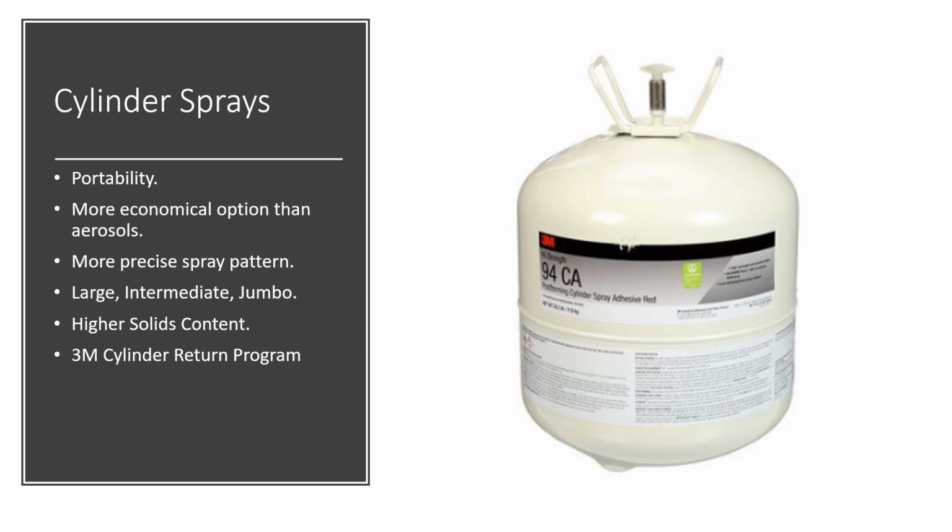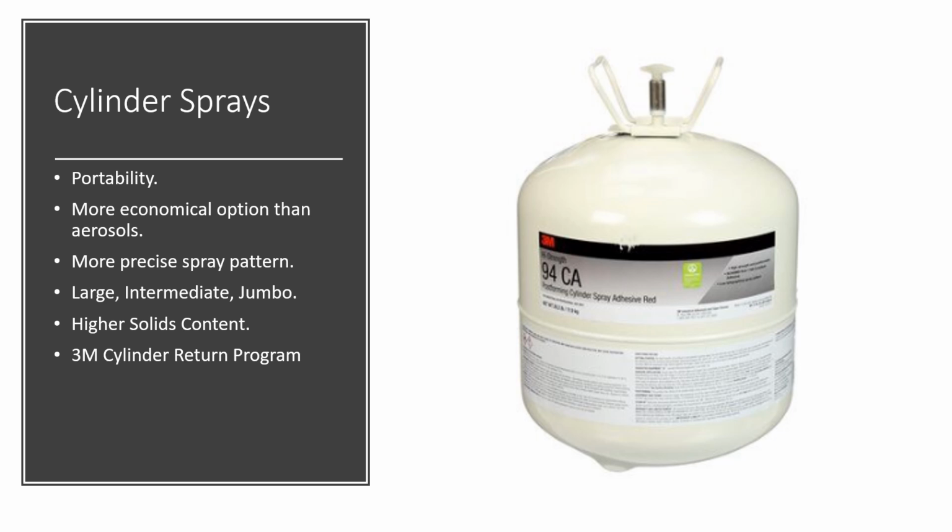Within the spray adhesive portfolio, the next size up would be your cylinder spray. The picture here is showing a large size cylinder, which is right around 39 pounds, about the size of the propane tank for your gas grill. Very portable, pretty easy to use, more economical than aerosol cans, less change out, less waste, more precise spray pattern because it comes with a hose and a cylinder. Don't have to worry about throwing out a ton of aerosol cans.